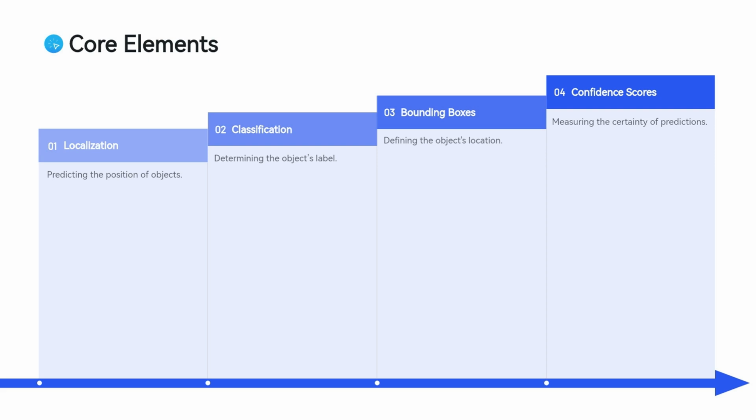Bounding boxes. A bounding box is a rectangular region that encompasses the object. The model predicts the four coordinates of the box, which is crucial for identifying where the object is in the image. Confidence scores. These scores indicate the model's confidence in its predictions. A higher confidence score means the model is more certain about the classification and localization. A well-performing object detection system needs to balance all these components, providing accurate and reliable predictions in real-time applications.